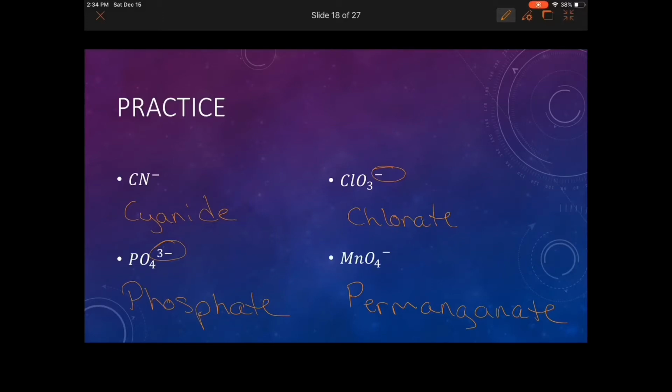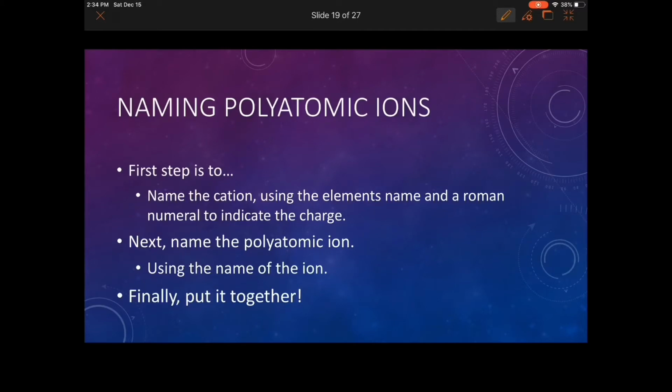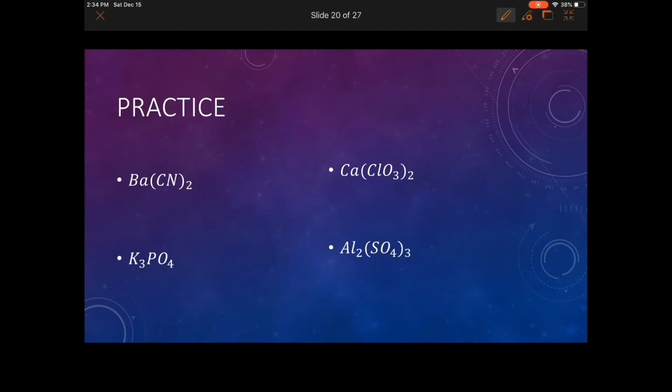All right, that seems simple, looking at a chart, writing down the name. But what if they were in a compound? We're going to take the first step, name the cation, just like we have always done, either using the element's name or the Roman numeral to indicate the charge if we need to. Then name the polyatomic ion using the ion's name and putting it all together.